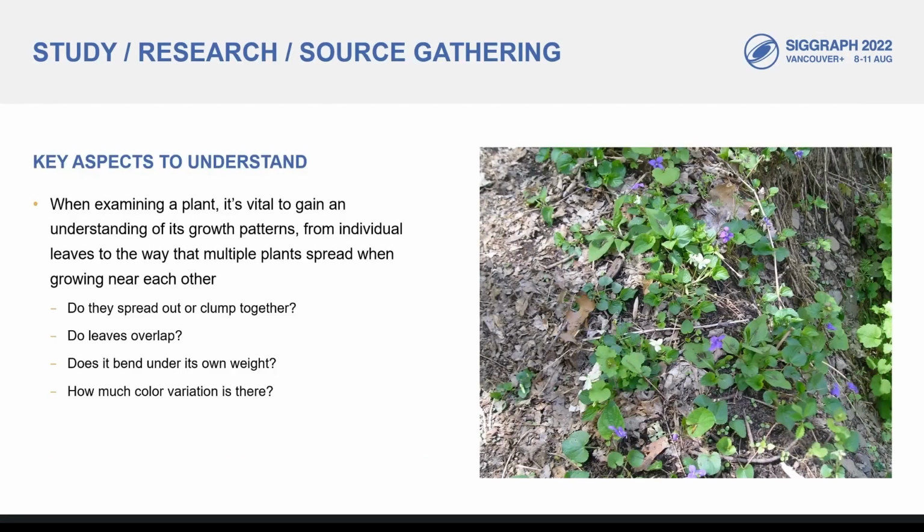So when we're examining a plant and gathering our source material, it's really vital to gain an understanding of the way the plant grows, from individual leaves to the way that multiple versions of the same plant will spread out when growing near each other. We like to ask ourselves questions when we're observing the plants to take back with us for when we're creating the model, like, do they spread out? Do they clump together? Do leaves of a single plant overlap? Does the plant bend under its own weight, or is it affected in certain ways by wind? Do you see a lot of color variation within the plant, like leaf decay, all kinds of factors like that, just things to consider when building out the model.